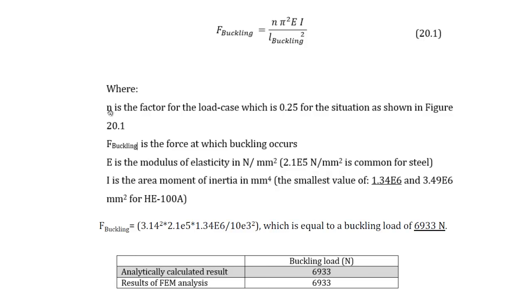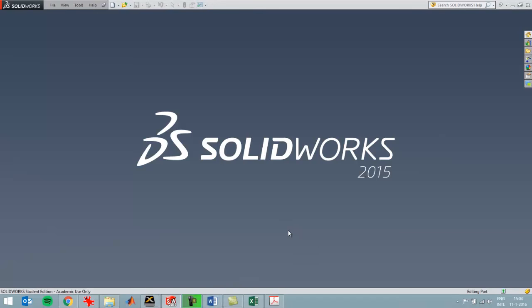If you search on the internet or in books, you'll find that for this situation, with the lower side of the beam completely fixed, the end value is 1/4. And then when I enter all the values that I have here in this formula, I find an analytical buckling load of 6,933 newtons.